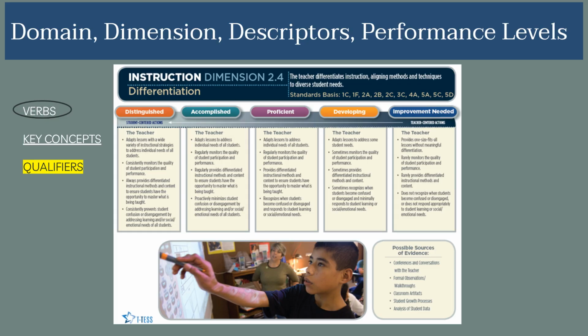2. Verbs. Who drives the action? In Developing, actions are teacher-driven. In Accomplished and Distinguished, actions become student-led. Shift the heavy lifting to students. 3. Qualifiers. The scale and frequency. Are you adapting for some, most, or all student needs? Is impact occasional or consistent? Remember, Proficient is excellent. To grow, change the verbs and qualifiers.